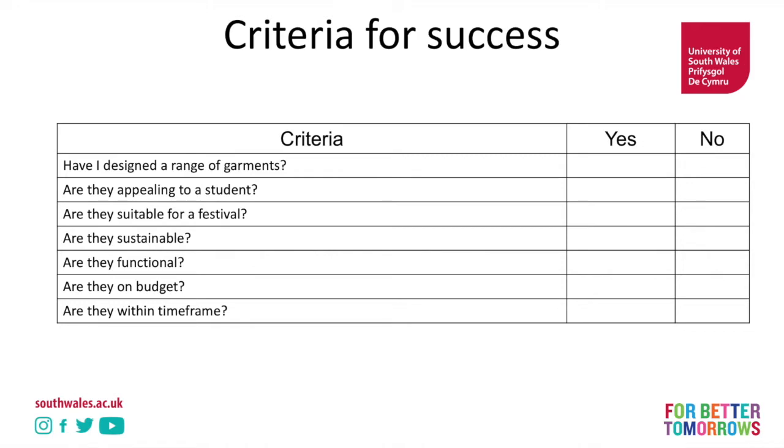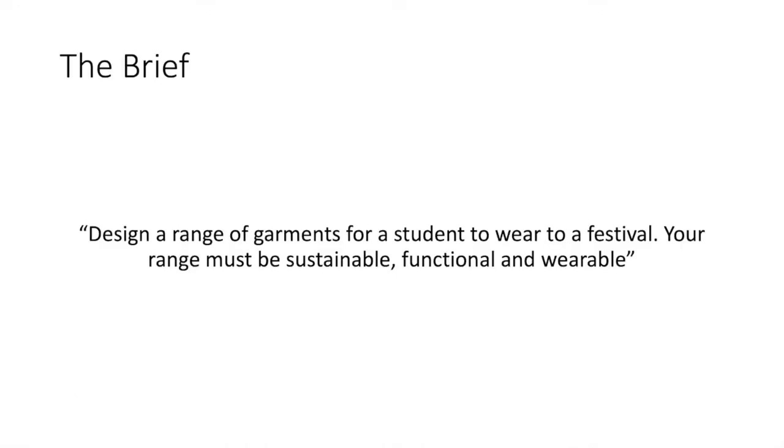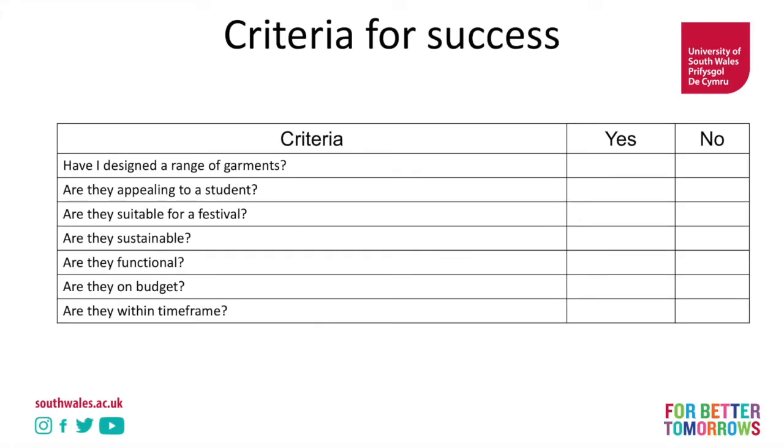Let's take another look back at that brief very quickly. The question is design a range of garments, so we need a range of garments for a student to wear to a festival. Okay, so there are some clear specifications there, which you should have pulled out of the brief when you unpacked it. Your range must be sustainable, so there needs to be a range. It needs to be sustainable, functional, and wearable. Now these last two: are they on budget? Are they within the time frame?